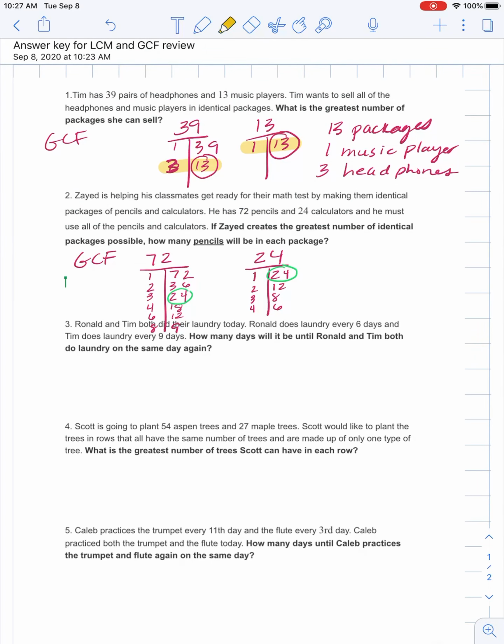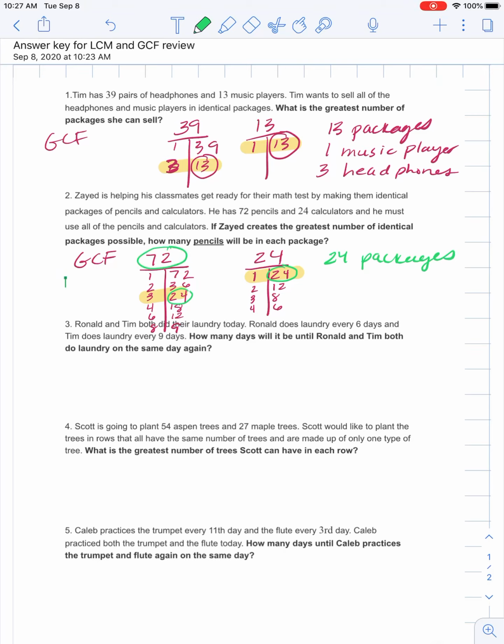And now let's look at those factor pairs, because really what it asks, it doesn't say what is the greatest number of packs we could make, right? The greatest number of identical packages would be 24 packages. But what it asks is how many pencils will be in each package. Well, these were our pencils. So the factor pair we're looking at is this one. 3 pencils will go in each of the 24 packages.